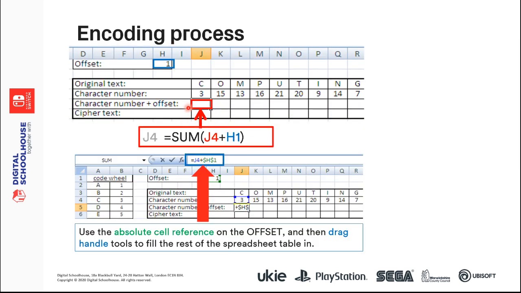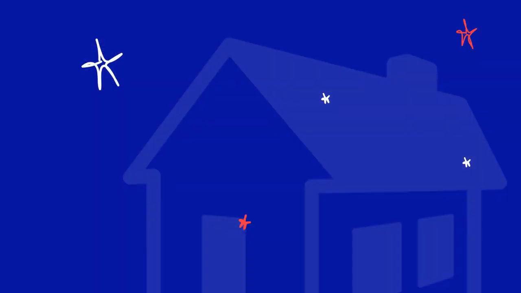The next thing we're going to do is make it add the offset to the number that we've just generated. We're going to use an equals sum, and we're going to add the two things together. So let's hop over onto our spreadsheet and add that in now. Okie dokie.